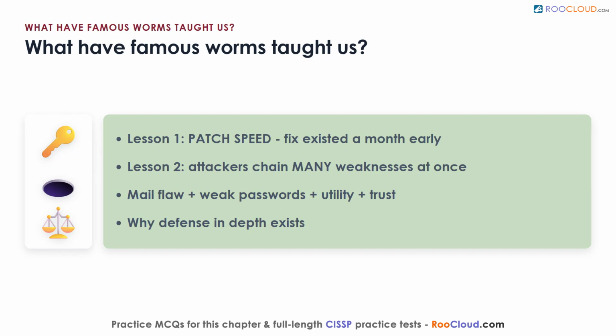The earliest major internet worm taught the second lesson, that attackers combine multiple weaknesses at once, exploiting mail flaws, weak passwords, a vulnerable utility, and trusted connections between systems in a single push. Defense in depth exists precisely because attackers rarely rely on just one door.